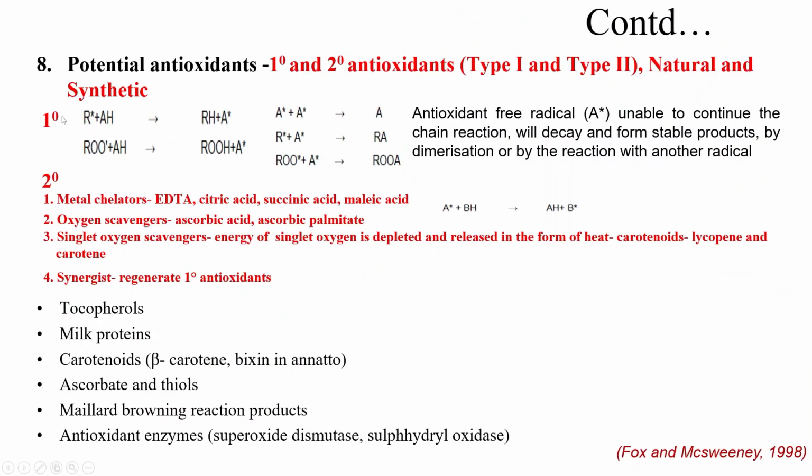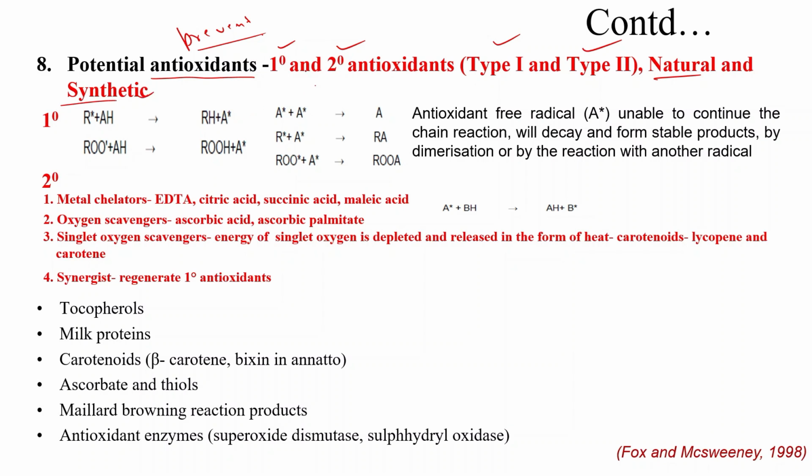Then the last is antioxidants. This is the opposite of the pro-oxidants; these are the agents which prevent the autooxidation. Antioxidants can be primary and secondary, where primary is also known as type 1 and secondary as type 2, and these can also be natural and synthetic.